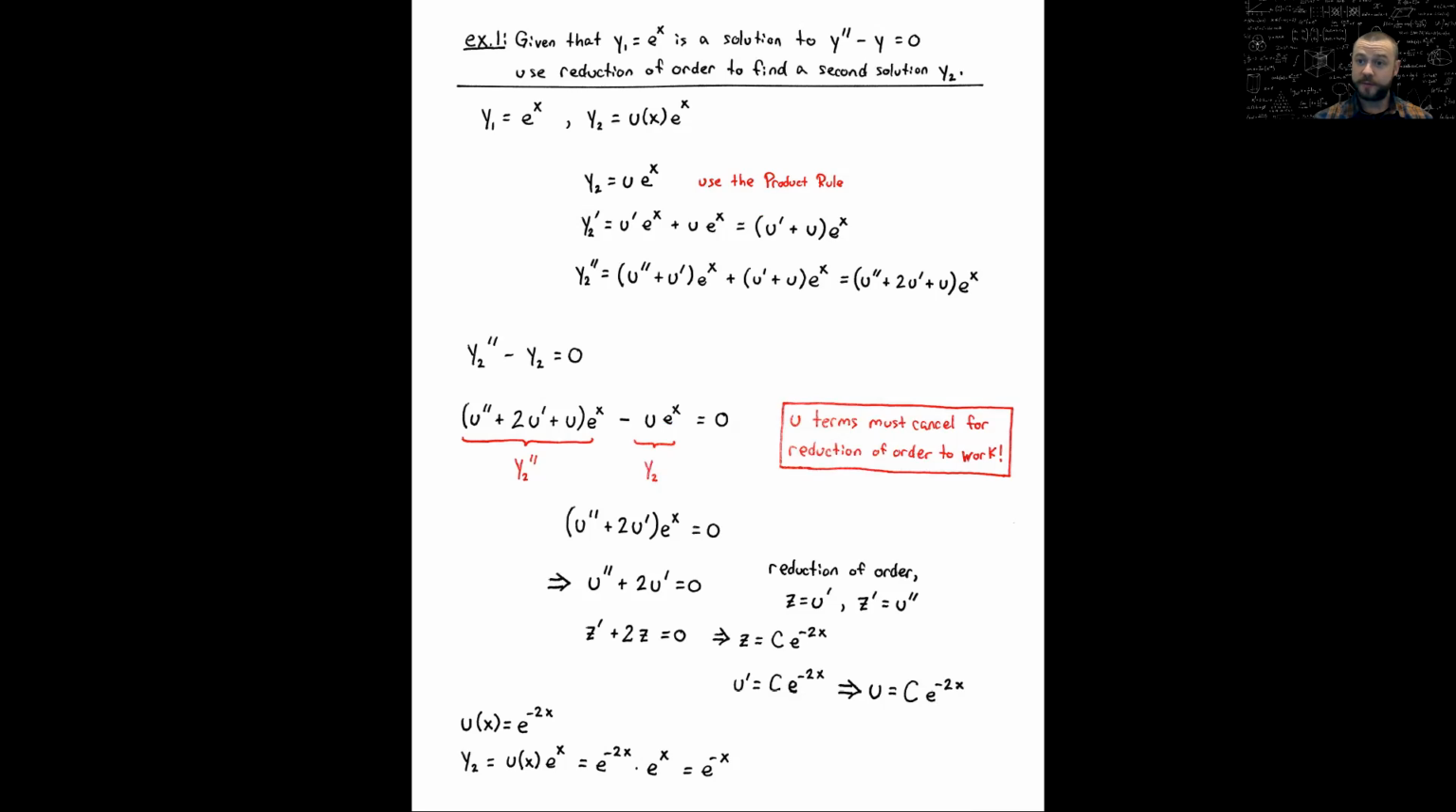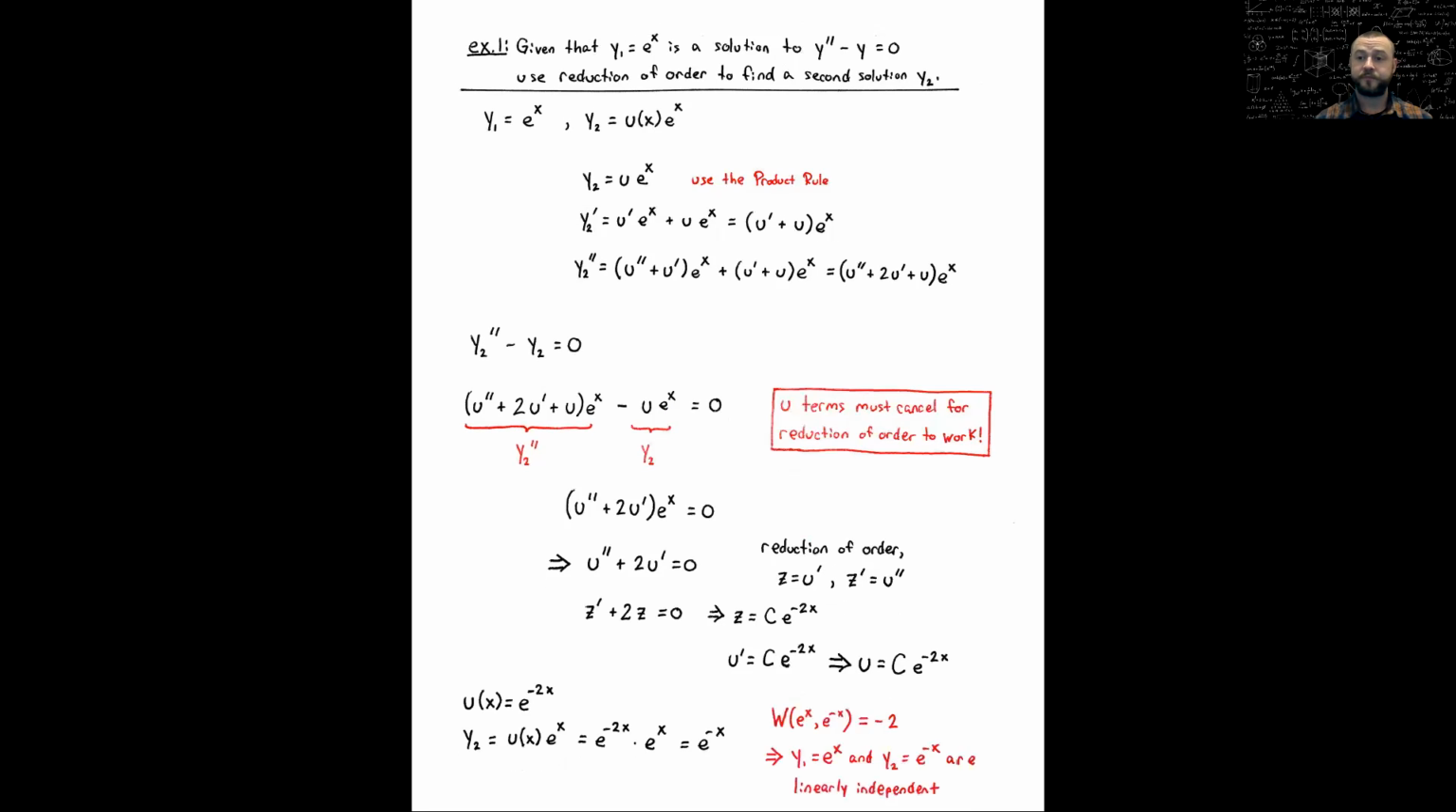This is a good first example. The calculations aren't too difficult, but it shows you everything involved. And we can even tie this back to our result on the Wronskian, just to verify that these actually are the two solutions that we want. y1 and y2 here are linearly independent. So if you check, using y1 as e to the x and y2 as e to the negative x that we just found, you can show that the Wronskian comes out to be non-zero, which means those two functions are linearly independent.